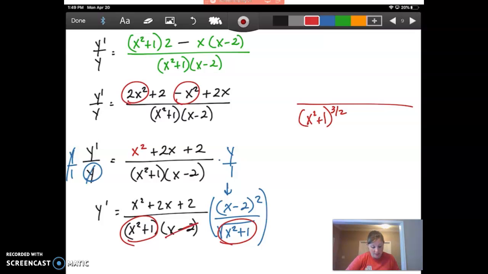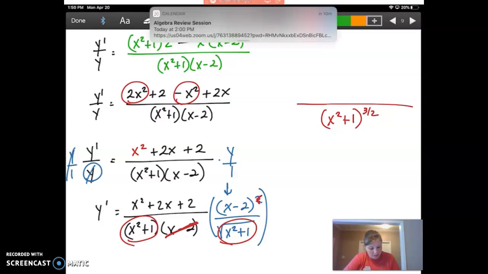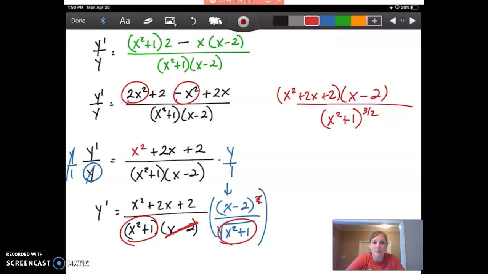Well, this current x minus 2 in the denominator actually cancels with one of those up top. So I could even rewrite this as just x squared plus 1 to the 3/2 power in the denominator, because technically everything else has simplified out. My numerator that I'd be left with is x squared plus 2x plus 2 times x minus 2. Okay, and this is going to be your final answer.